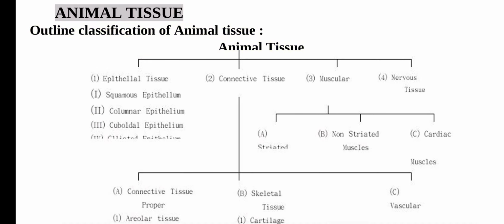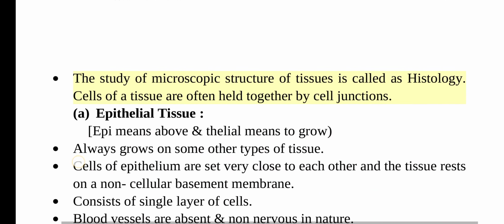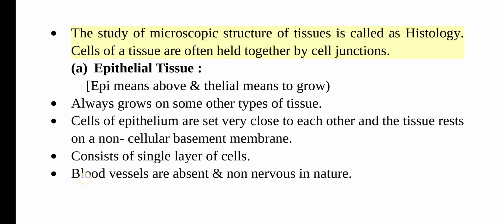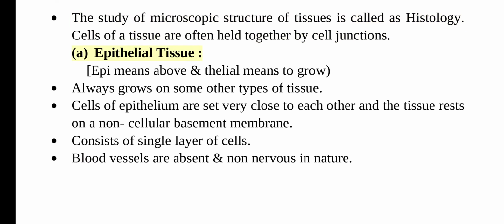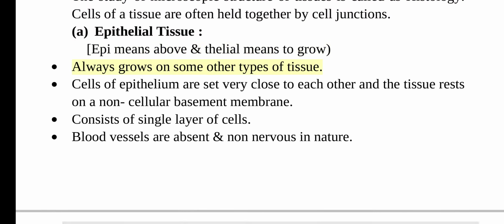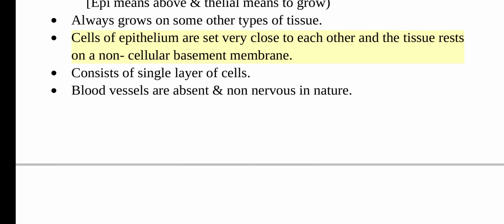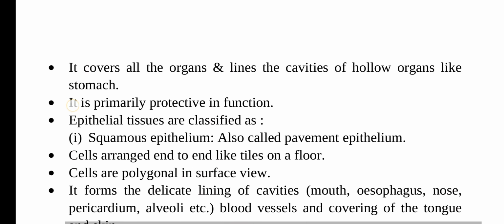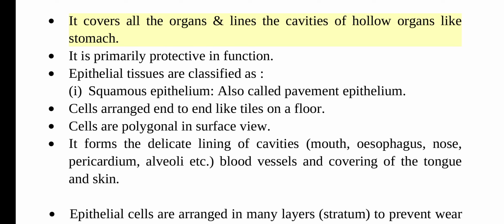Animal tissue. The study of the microscopic structure of tissues is called histology. Cells of a tissue are often held together by cell junctions. A. Epithelial tissue. Epi means above and thelial means to grow; it always grows on some other type of tissue. Cells of epithelium are set very close to each other and the tissue rests on a non-cellular basement membrane. It consists of a single layer of cells. Blood vessels are absent and it is non-nervous in nature. It covers all the organs and lines the cavities of hollow organs like the stomach. It is primarily protective in function.